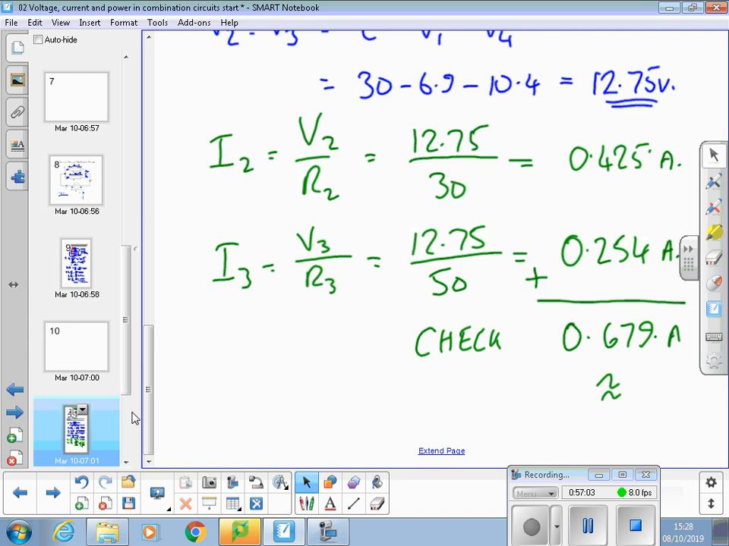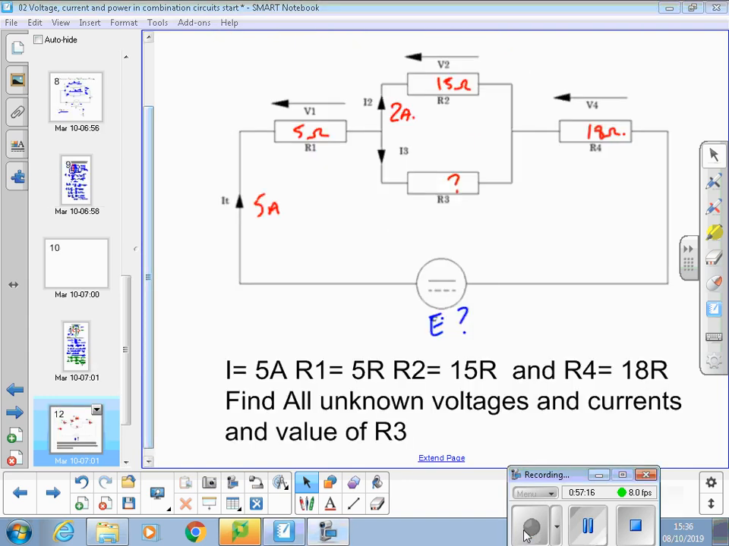All right. Sorry? Yeah. But I've given you the extra information that was missing, so I gave you 2 amps there. Therefore, these two currents we know must add up to that total. So therefore, I3 must be 3 amps.